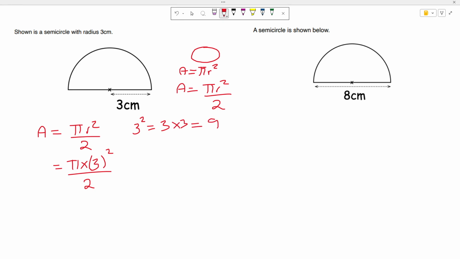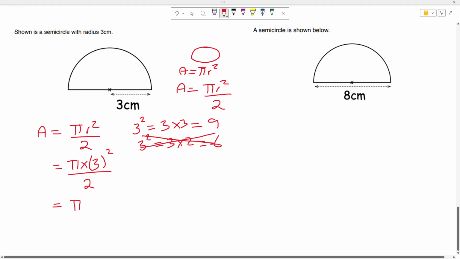Now here is where many of my students make mistakes. Make sure you don't make the same mistake. 3 squared, sometimes you write as 3 times 2, which is 6, which will be incorrect. So make sure you don't make that mistake. So what we have here is pi times 9 divided by 2. Pi times 9 divided by 2.